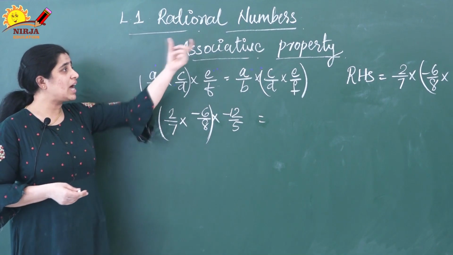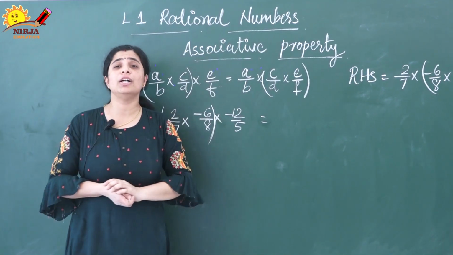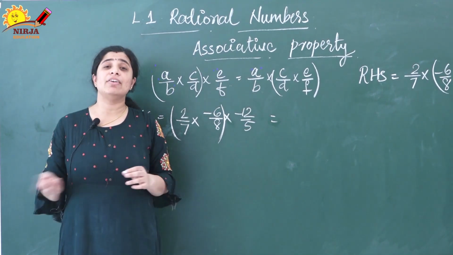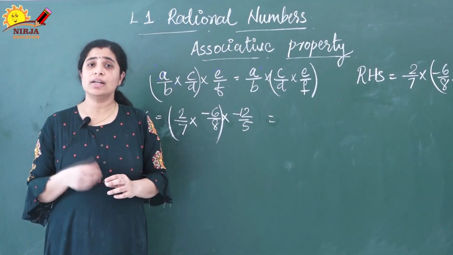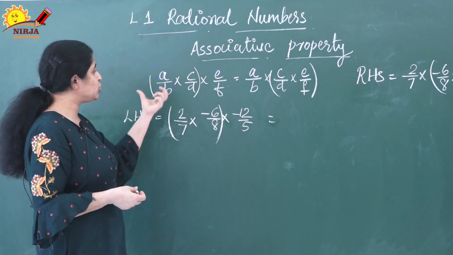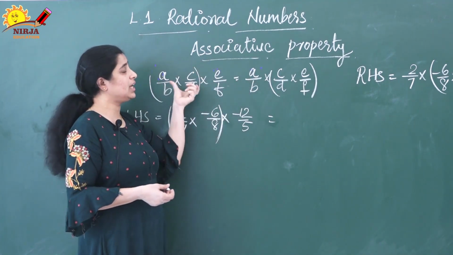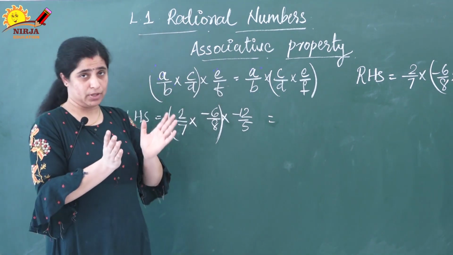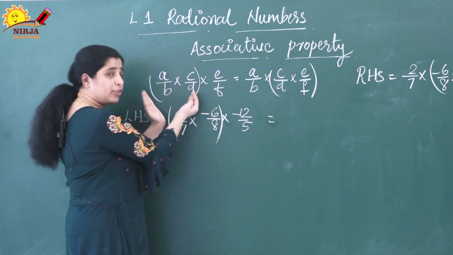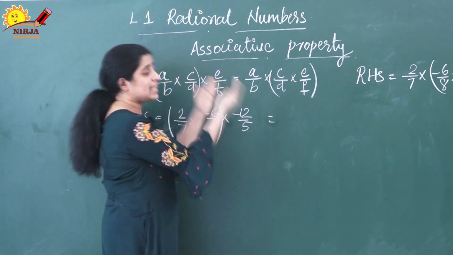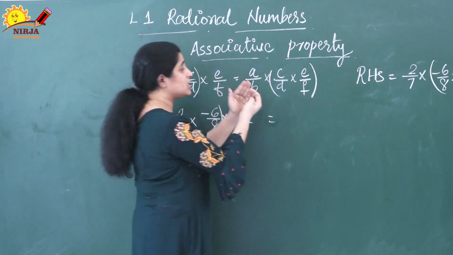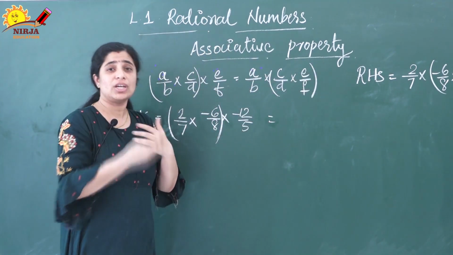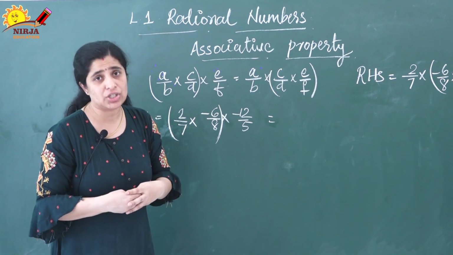Now we will discuss the associative property of multiplication and division. What is associative property? We have already discussed this for addition and subtraction also. That means we have to take three rational numbers here. If you are changing the grouping of the numbers, first I am going to multiply the first two rational numbers, and in the second case I am going to multiply the last two rational numbers. That means I am changing the grouping of the rational numbers.